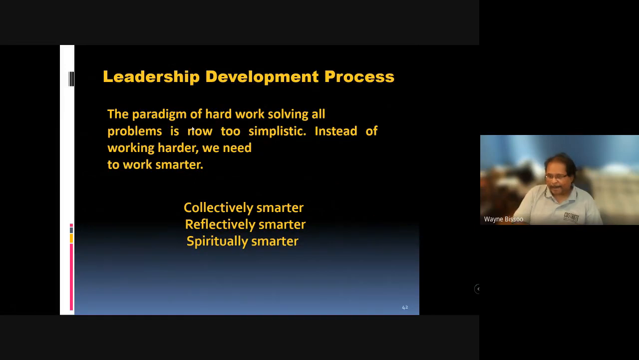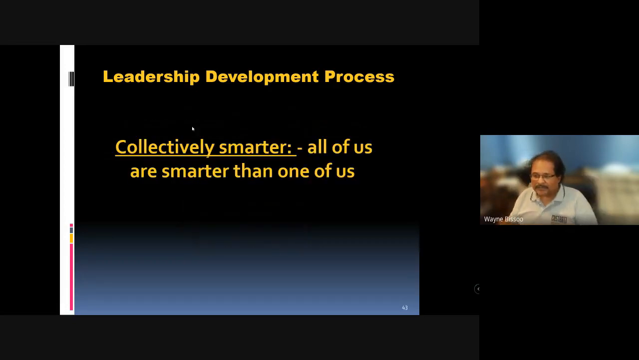All right. The leadership development process actually involves changing your paradigms away from the concept of hard work to, yes, hard work is important, but instead of just working harder, we're talking about working smarter. And when they say work smarter, we're talking about collectively smarter, reflectively smarter, and spiritually smarter. Collectively smarter is simply an indication that when we work in groups, we are collectively smarter than just the one of us, although some of us have some serious problems with that.